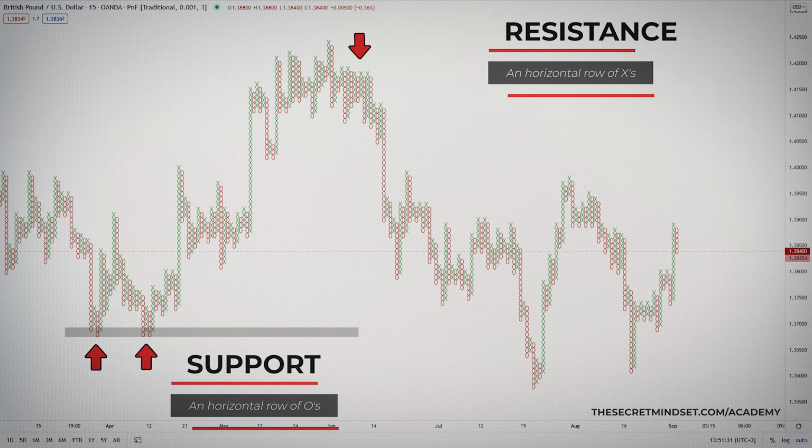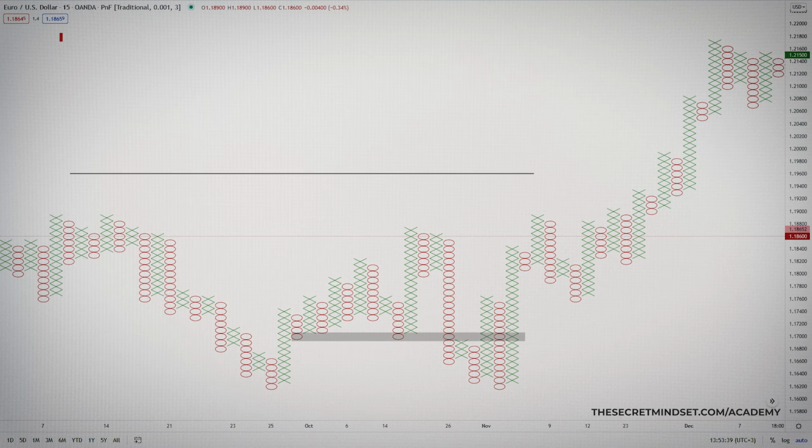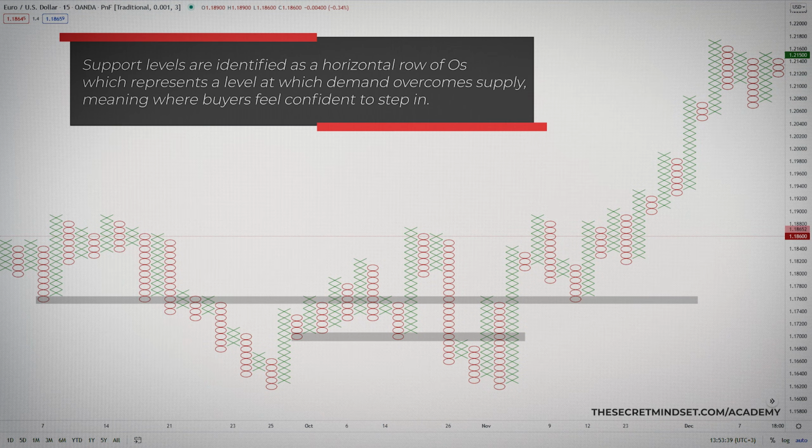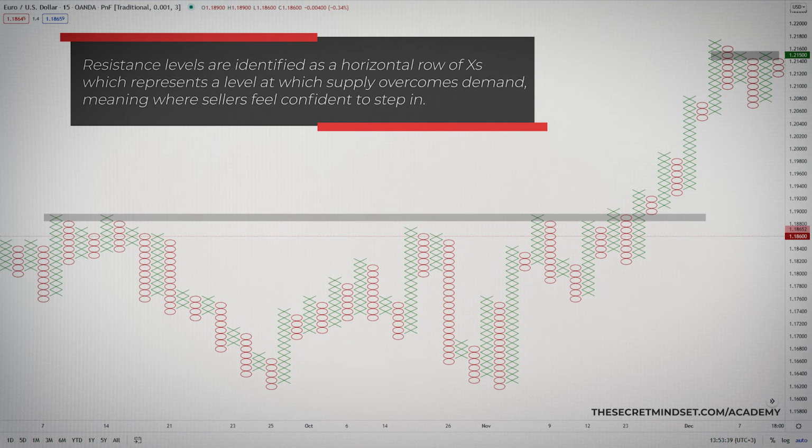A horizontal row of X's marks the resistance levels you need to be looking for in the point and figure charts. Support levels are identified as a horizontal row of O's, which represents a level at which demand overcomes supply, meaning where buyers feel confident to step in. Resistance levels are identified as horizontal rows of X's, which represents a level at which supply overcomes demand, meaning where sellers feel confident to step in.